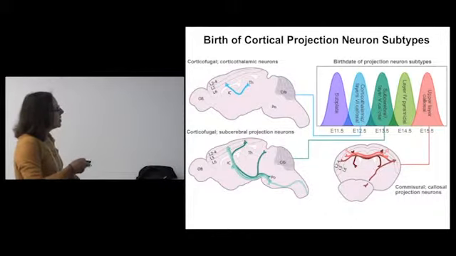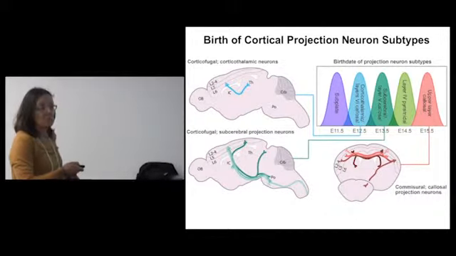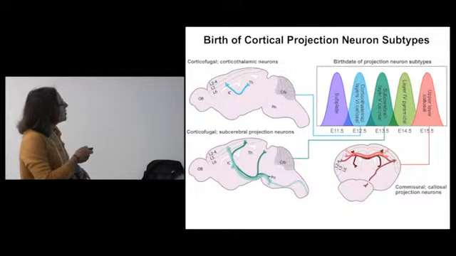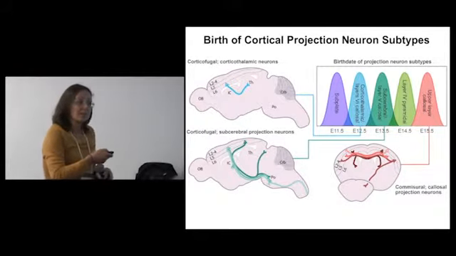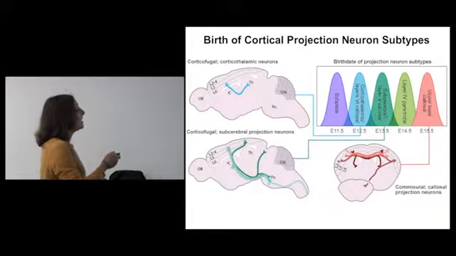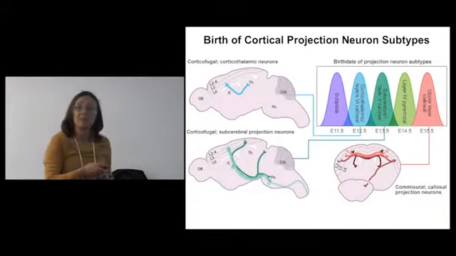So very early during corticogenesis in a mouse, around E12.5, many different classes of corticothalamic neurons are born. There are many different types. They are all located in layer 6, and they connect to different nuclei of the thalamus.